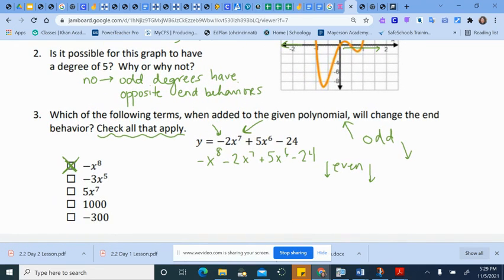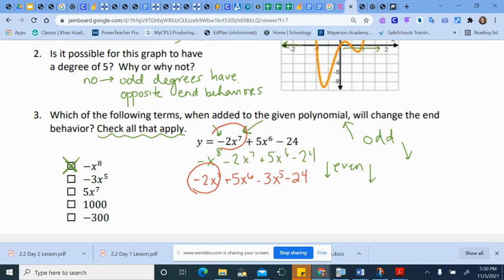All right, well, let's see. If we put in this negative 3x to the 5th, we would have negative 2x to the 7th still the highest, and the 6 would still be there, but then we'd have to pop in this x to the 5th minus 24. Did that change the highest exponent or the leading coefficient? Nope. This is still the same. It's still the highest. So no, does not apply.